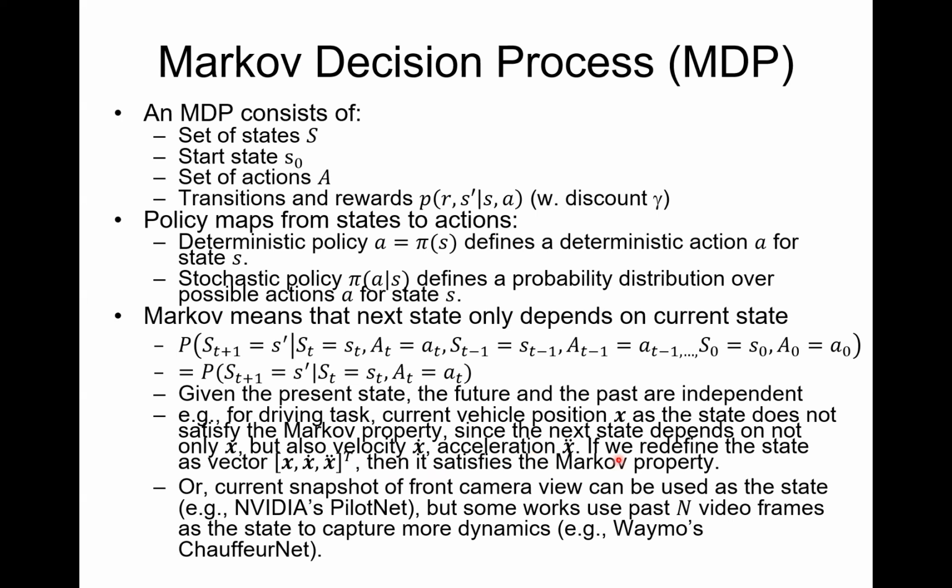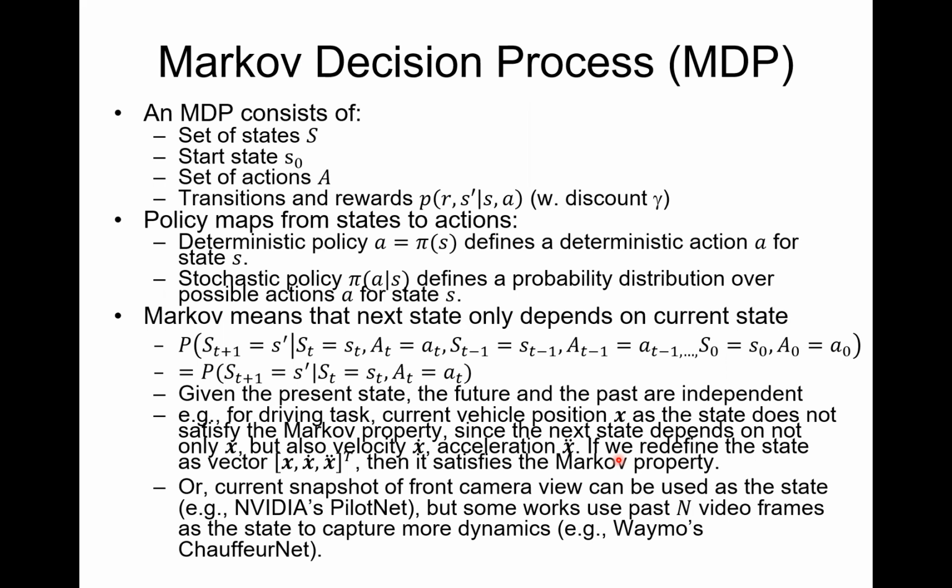So if you're mapping from a camera image to a driving action, from pixels to steering and brake, then you may use the current snapshot of the front camera, the current image, as your state, and map from that state to the actions with a single feed-forward convolutional neural net. That's the approach taken by NVIDIA's PilotNet. But the Markov property may not be fully satisfied.